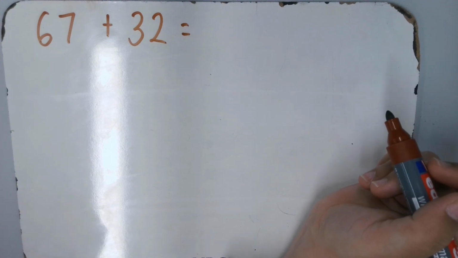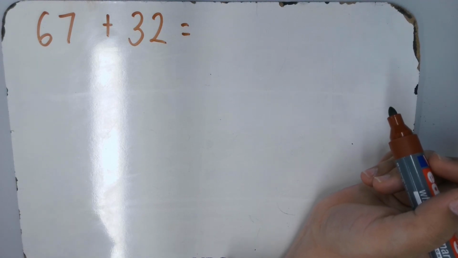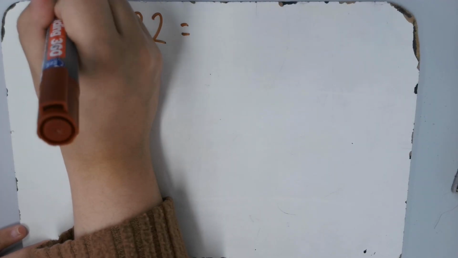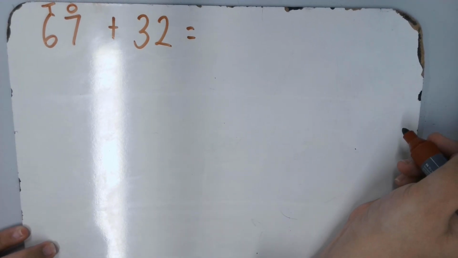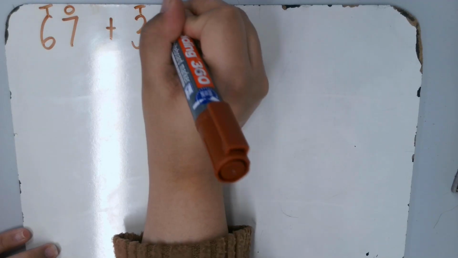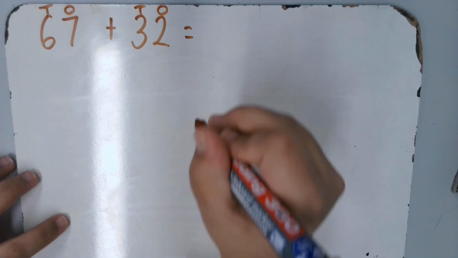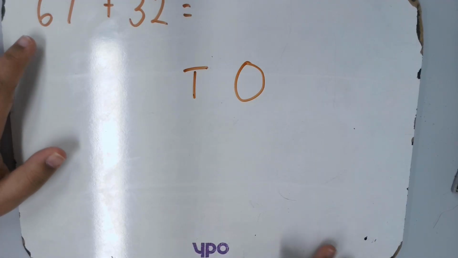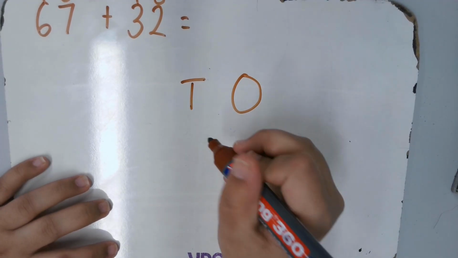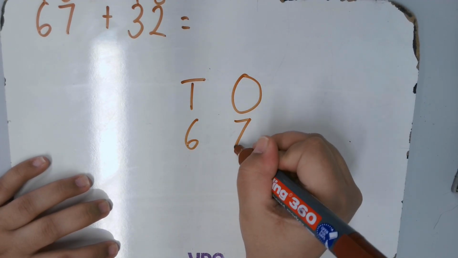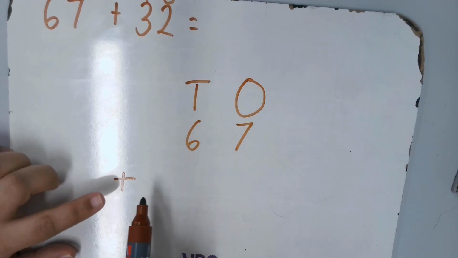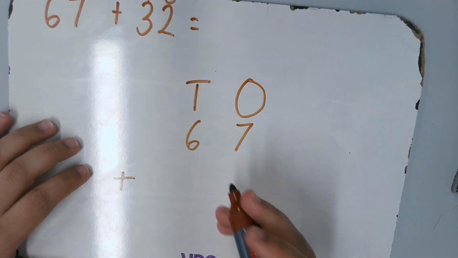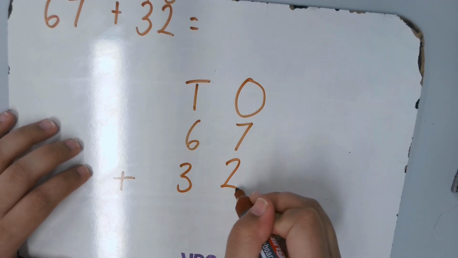Okay, the first thing I'm going to do is label my tens and label my ones. In 67, I've got 6 tens and 7 ones. And in 32, I've got 3 tens and 2 ones. Now I'm going to write my tens and my ones. In 67, there are 6 tens and 7 ones. And I'm adding, never forget to put that operation if you're adding or subtracting. 32, 3 tens, 2 ones.